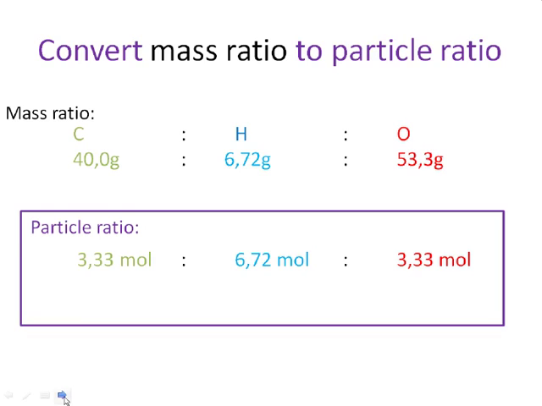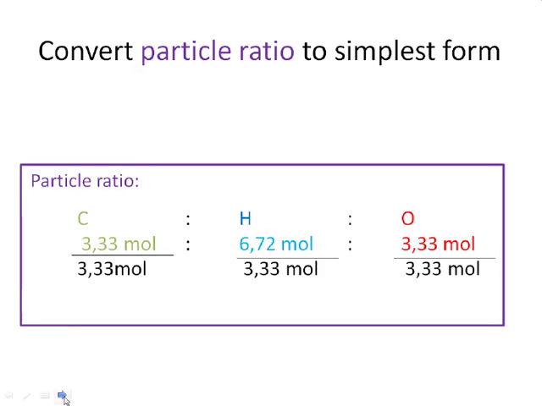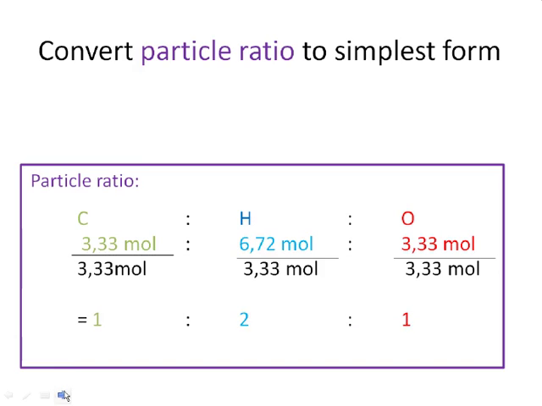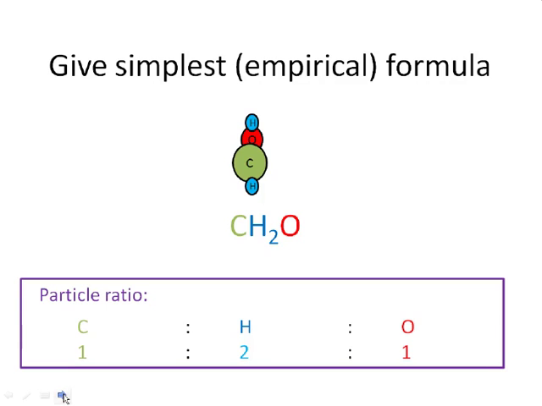Now we should write this ratio in its simplest form. We do this by dividing through by the smallest number present, 3,33. That gives us the ratio 1:2:1. We write this in the formula, the simplest formula, 1:2:1, C1H2O1. When we write the formula though, we leave out the ones and just write CH2O.